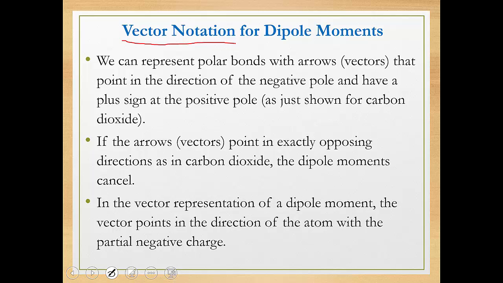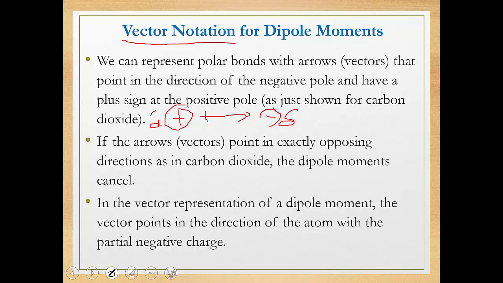So what we're going to do is, once we have a Lewis structure and we have a geometry for that structure, we try to represent the geometry. We're then going to represent polar bonds with arrows or vectors that point in the direction of the more negative pole. Okay, and then you put a plus sign at the positive pole. So it's going to look like this. This will be the negative end down here, this will be the positive end down here, the partial negative, so remember the delta, and partial positive.